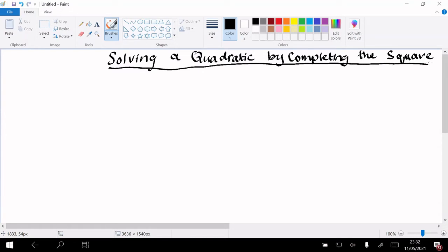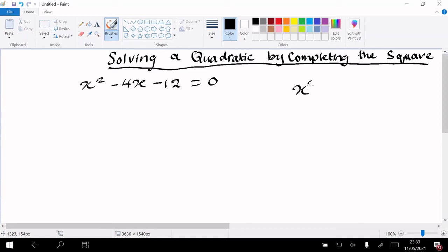So a quadratic would look something along the lines of x squared minus 4x minus 12, and the quadratic equation is equal to 0. So always make sure it's in this form before you start. So what do I mean by in this form?